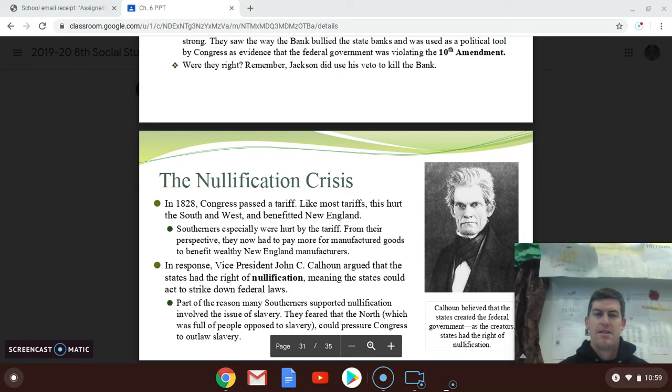So therefore, the states do not have the right to nullify federal laws because the states didn't give the federal government the power. People did. People can nullify federal laws, but states cannot. Right? And to some people's surprise, Andrew Jackson took Daniel Webster's side on the nullification issue. He rejected the opinion of his vice president. He turned his back on a lot of people from the South and said, you know what, Daniel Webster is right. States do not have the power to nullify federal laws.